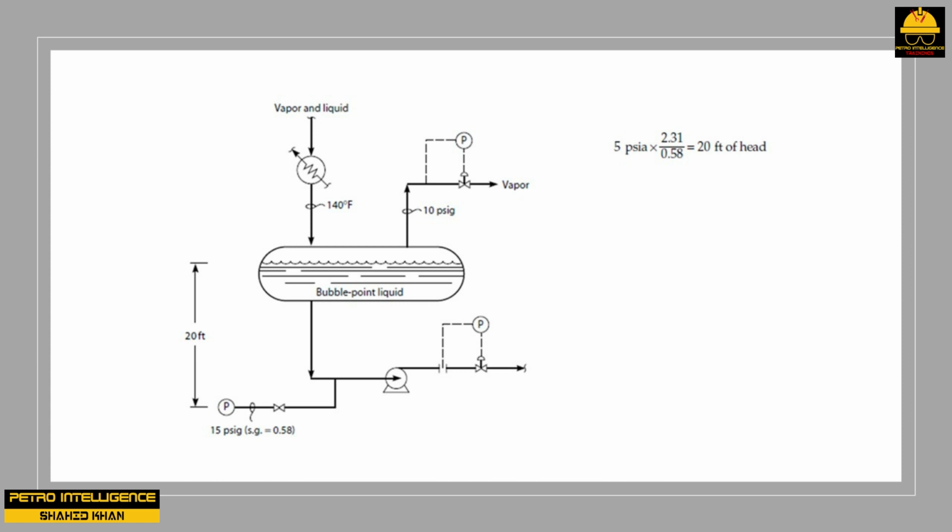Will this slightly colder liquid provide more NPSH to the pump? The answer is yes. But why? Well, the liquid is cooled by 5 degrees Fahrenheit after it leaves the drum. The cooled liquid is not in equilibrium with the vapor in the drum. It has been subcooled by 5 degrees Fahrenheit. This means that the bubble point liquid has been cooled without altering its composition. The vapor pressure of the liquid has been reduced.